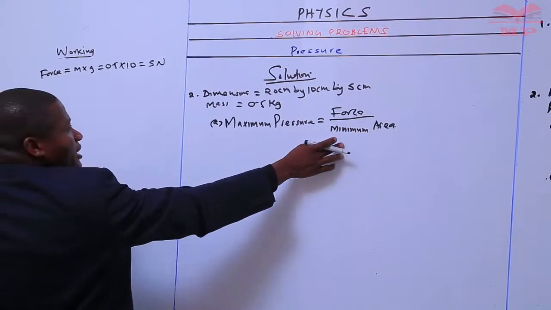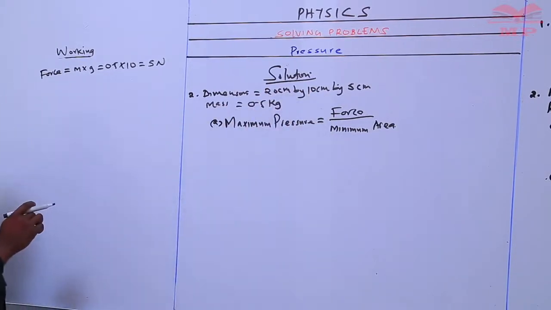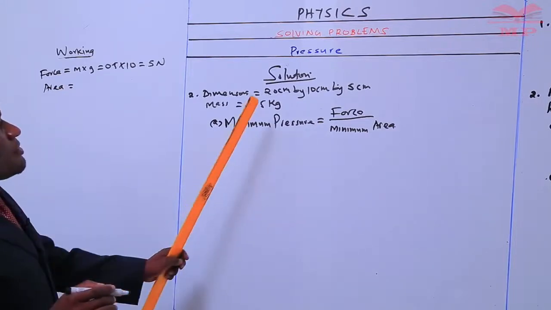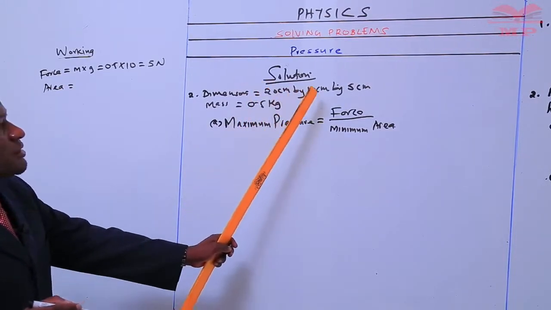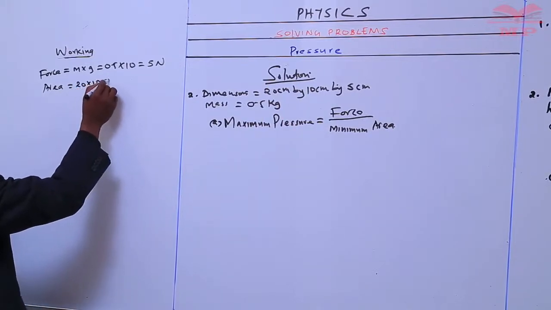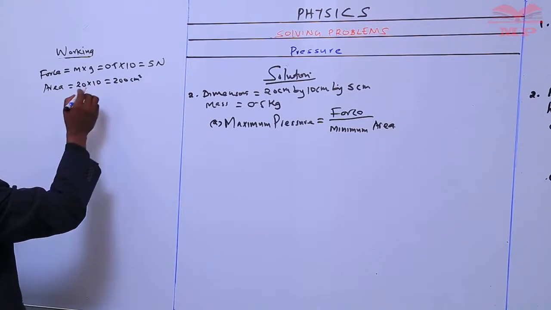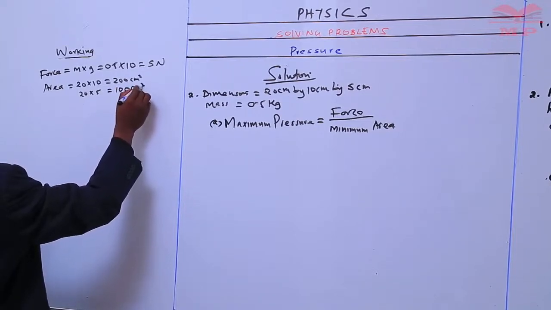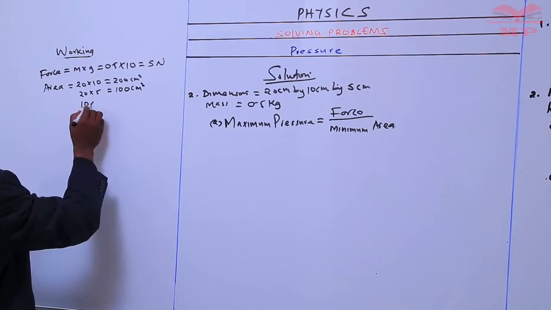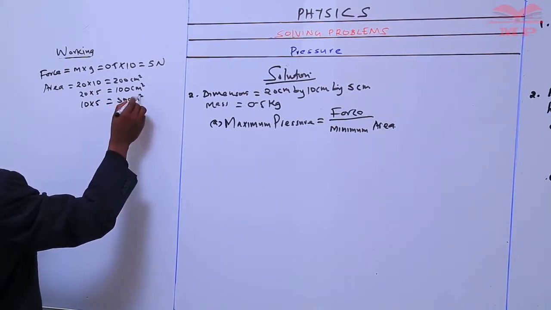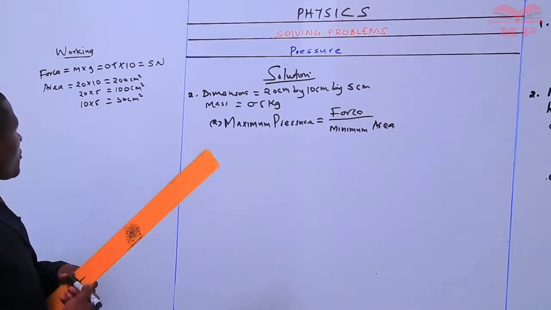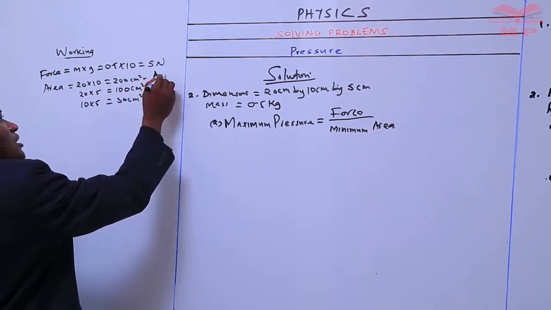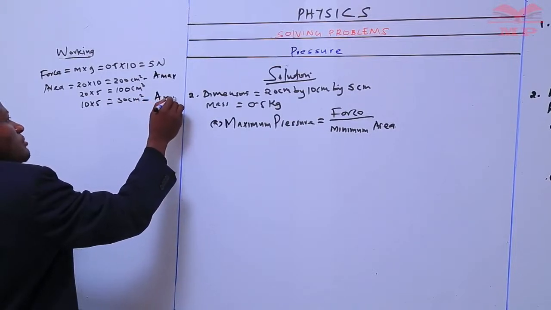Then for maximum and minimum area, we use the dimensions of the block. Now, area 1, we may have 20 times 10, 200 centimeters squared. We may have 20 times 5, which is equal to 100 centimeters squared. And we have another one, 10 times 5, giving me 50 centimeters squared. So after finding these areas, we can determine which one is maximum and which one is minimum. 200 is maximum. This is A max. Then this one is A minimum.